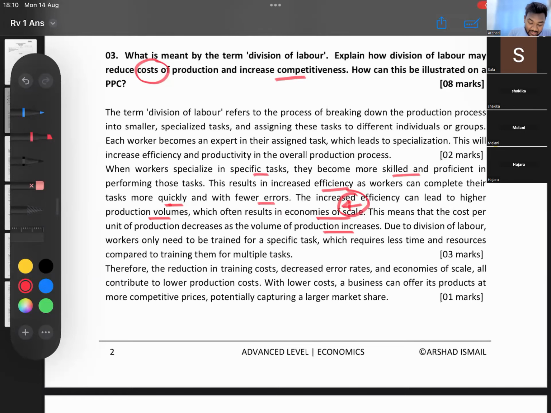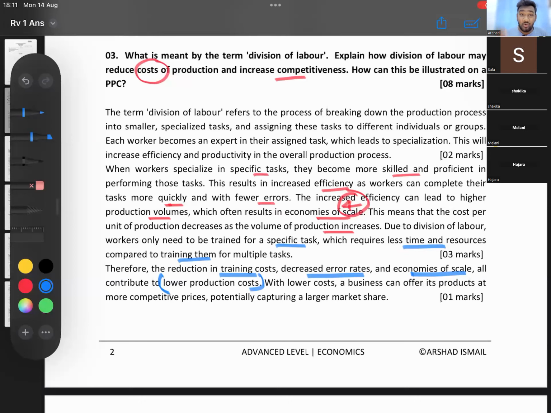Due to division of labor, workers only need to be trained for a specific task. Now think, when you hire a worker, you have to train him only to cut the cloth. You don't have to train him to cut and sew and add a button and package and everything. So what happens to training time? What happens to the cost of training? Very low, right? That also reduces your cost of production. Now look at the main reasons. Therefore, the reduction in training costs, decreased error rates, and economies of scale all contribute to lower production costs.